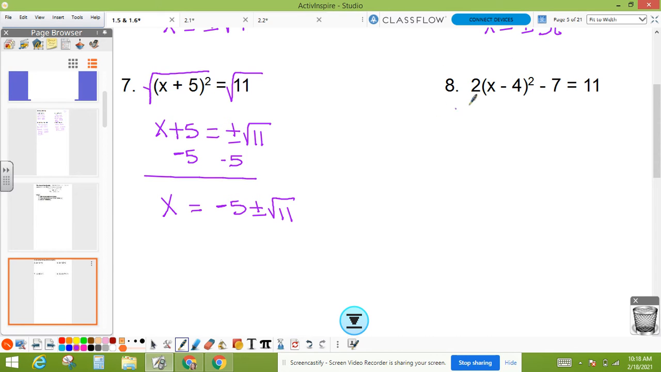All right, so number 8, you have this parentheses squared. You've got to have it by itself before you can take the square root. And if you tried to work this out, it would just make it uglier and make you work yourself in circles. So there's no point in multiplying anything. We're going to add 7. Then we're going to divide by 2. Then we take the square root of both sides.